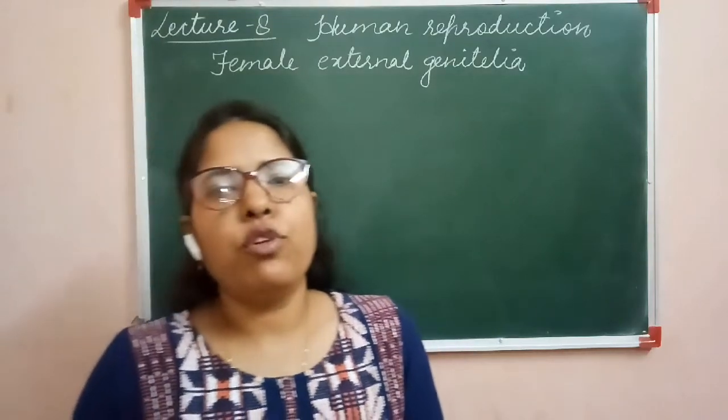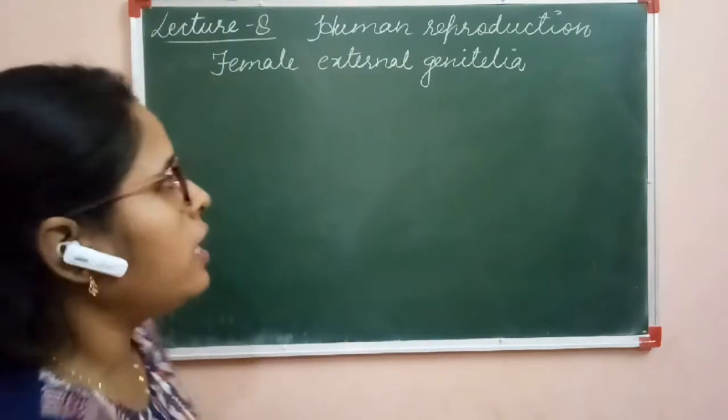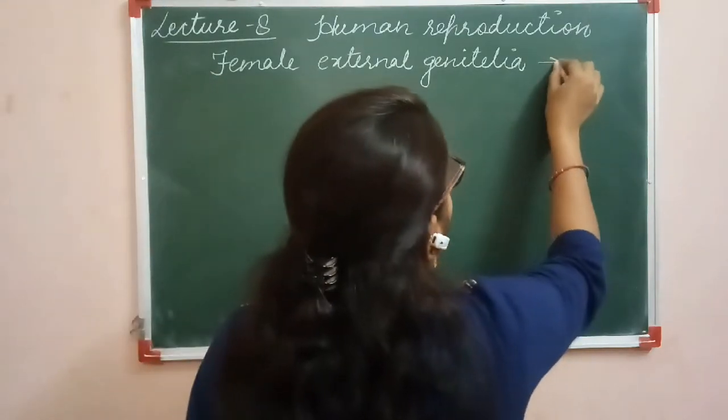Hello students, today we are here with our next lecture of human reproduction. We had talked about different organs of the female reproductive system, and in today's video we will discuss the female external genitalia. The female external genitalia is called the vulva.